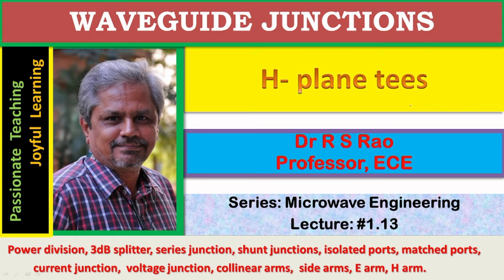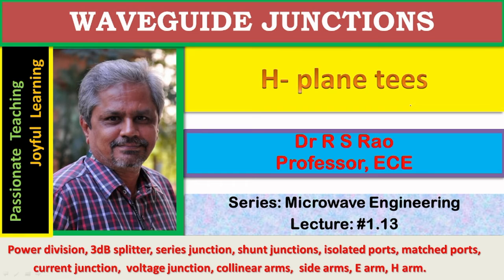Microwave junctions are a class of devices that are widely used in the design of microwave communication transmitters and receivers. Junctions are meant for dividing or splitting a wave into two or more parts. They can also be used to combine two or more waves into a single wave. Some of the junctions have three ports, some have more than three ports.